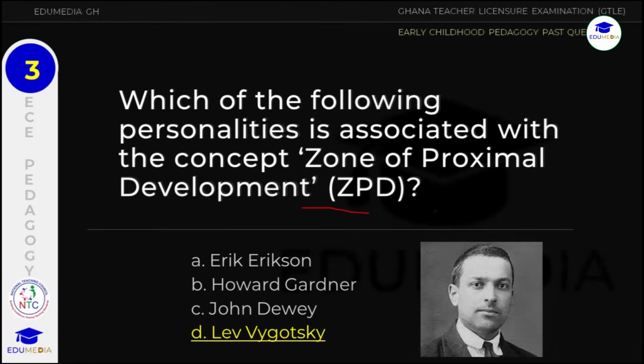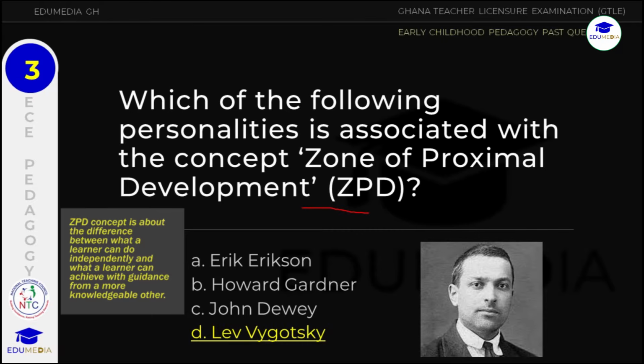So this gentleman here is a psychologist who introduced the concept of the zone of proximal development. So he introduced this as the difference between what a learner can independently do and what a learner can achieve with guidance from a more knowledgeable person.